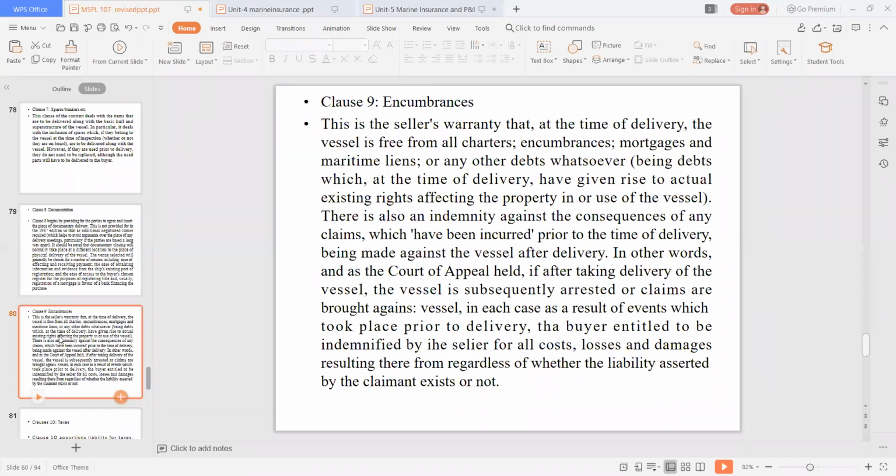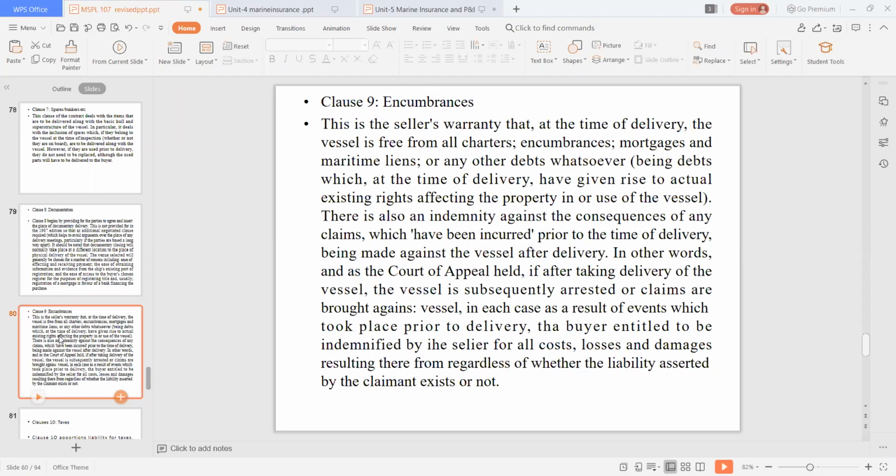Next one, clause 9, encumbrances. This is the seller's warranty. You people know about encumbrance certificates and everything. Seller's warranty that at the time of delivery, the vessel is free from all charters, encumbrances, mortgages, and maritime liens, or any other debts whatsoever, being debts which at the time of delivery have given rise to actual existing rights affecting the property in or use of the vessel. There is also an indemnity against the consequences of any claims which have been incurred prior to the time of delivery being made against the vessel after delivery.